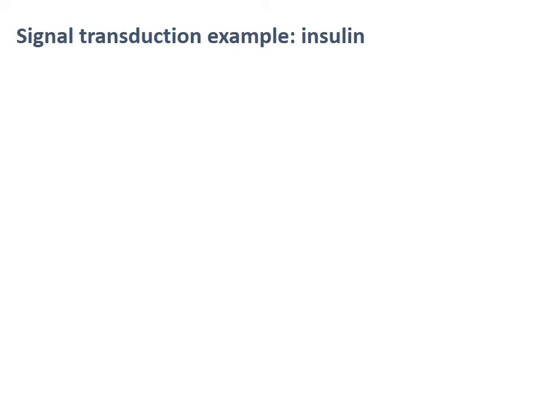I just want to show a little example of this because I think it might help to understand what we're talking about. So we're going to look at insulin. Insulin, if you remember from last year, is involved in decreasing blood glucose levels. And how it actually does that is by getting cells to take in the glucose. So if the cells take in the glucose, it's not in the blood anymore. And this is a nice example of signal transduction.